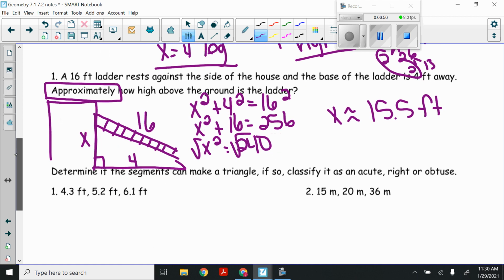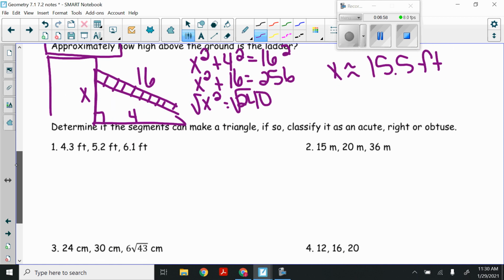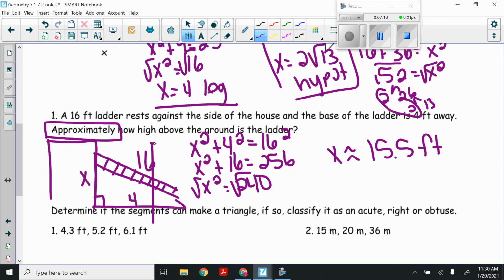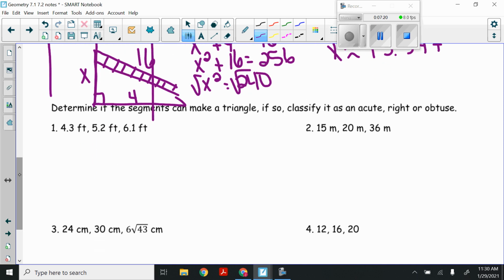The next type of problems we're going to look at, it says determine if the segments can make a triangle. If so, classify it as acute, right, or obtuse. So first we want to see, can it make a triangle? And we learned how to do that back in chapter 5, the last chapter that we looked at. Remember that you take the two smallest ones, add them together. If it's greater than the third side, then you know you can get a triangle. So here, I'm going to take 4.3 plus 5.2. Is that greater than 6.1? Yes. So I know I can make a triangle.